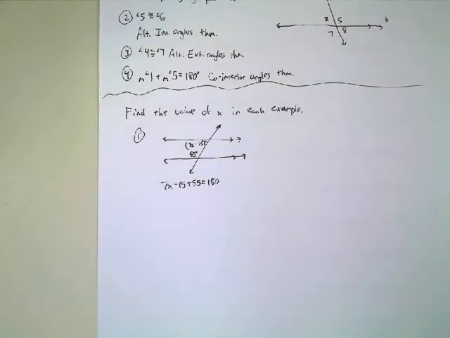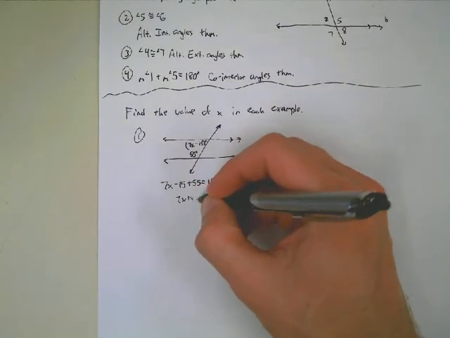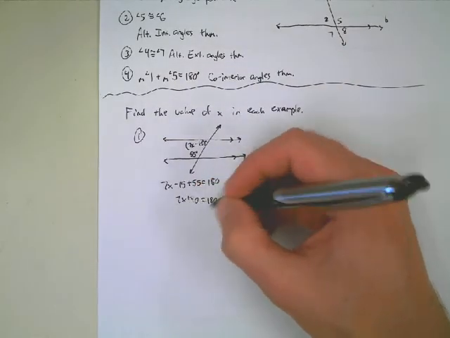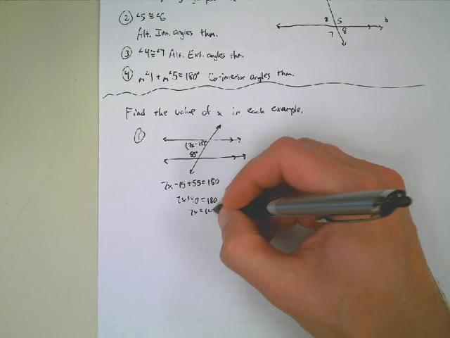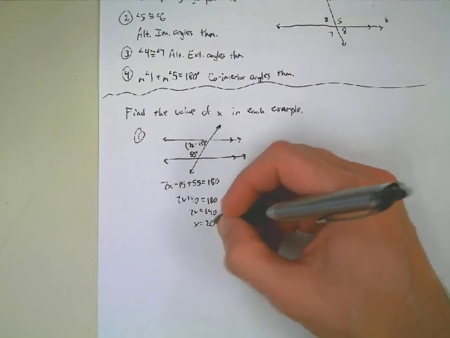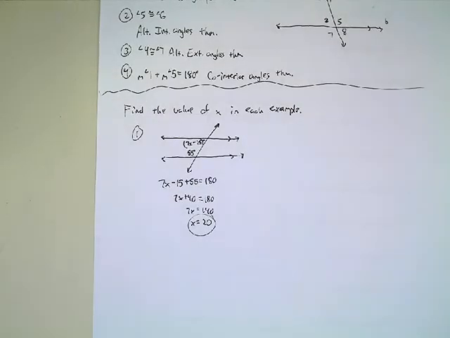And so you combine like terms there, so minus 15 plus 55 would be 40. So 7x plus 40 equals 180. Subtract 40 from both sides, you get 7x equals 140, and so x is 20. So there you go. That's right. Okay, cool. Let's try another one here. So any questions? It's pretty straightforward, I think, using those relationships.